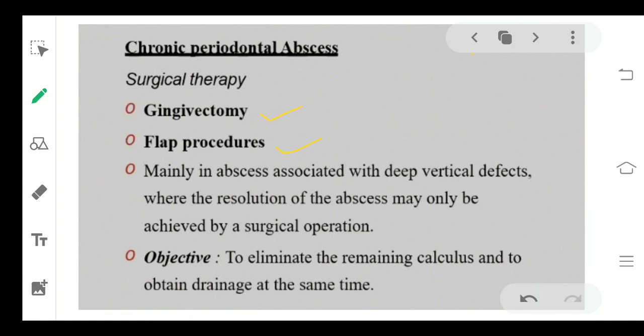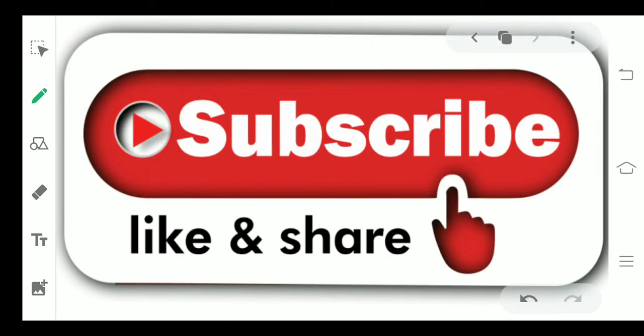Flap procedures are generally what we do in periodontitis. The main objective of both these surgeries is to drain out the pus completely, and if there is any remaining calculus inside, then we have to remove that calculus also. So removal of the calculus as well as draining out the pus, these are the two main motives of this surgical therapy process. So this was all about the topic.